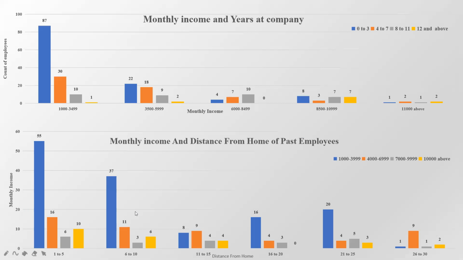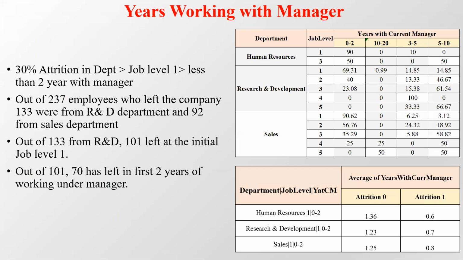So basically this is the inverse relationship. At lower salary, employees have a far distance from their home; the office distance is far. So this easily adds frustration to the employees. Now let's say years working with manager.